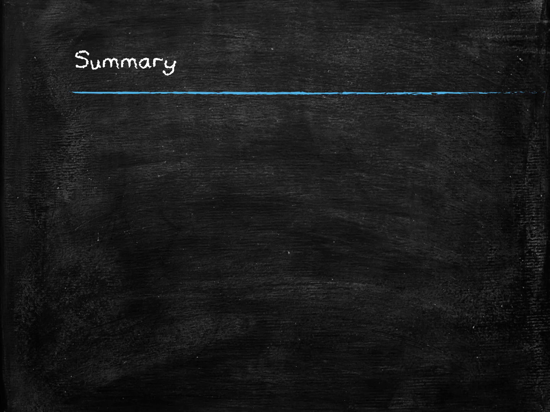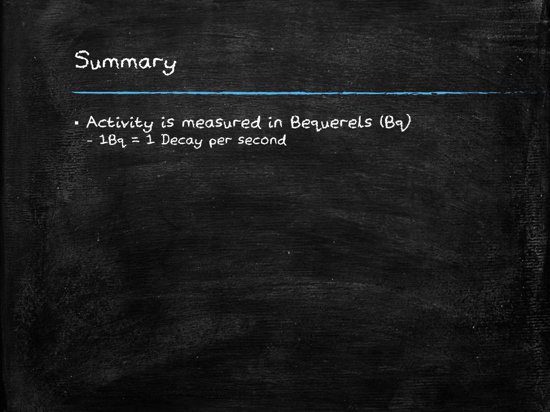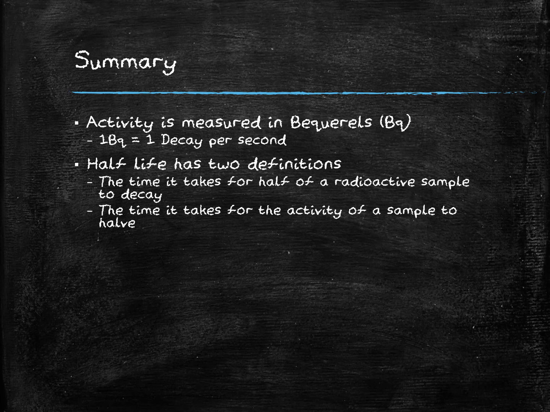Key points from this video about half-life. Activity is measured in becquerels, where 1 becquerel is 1 decay per second. Half-life has got two definitions, and you should be aware of both and be able to repeat both: the time it takes for half of a radioactive sample to decay, or the time it takes for the activity of a sample to halve.